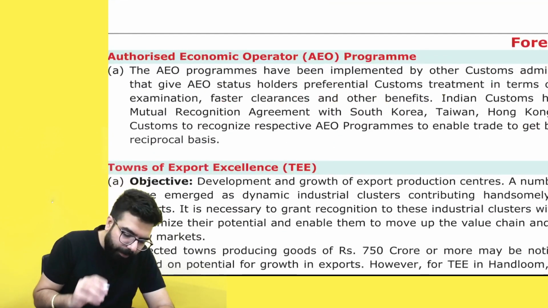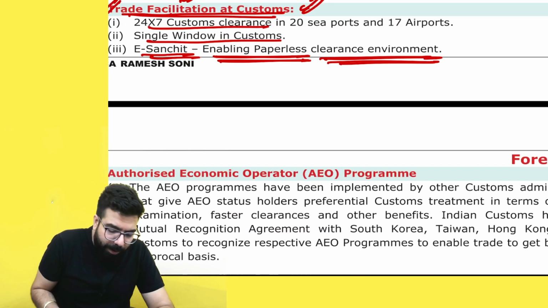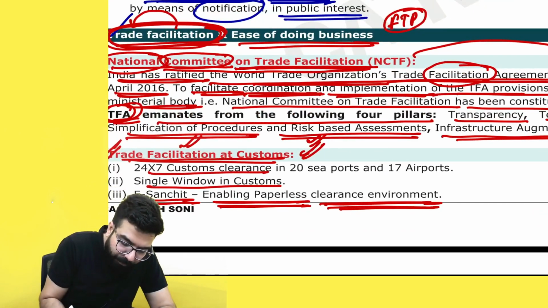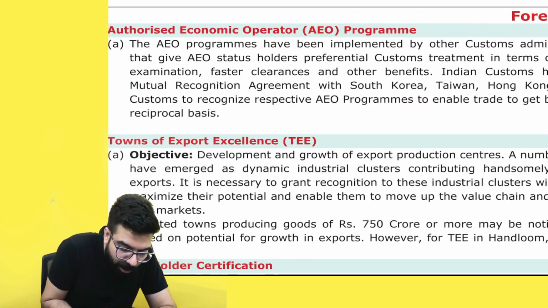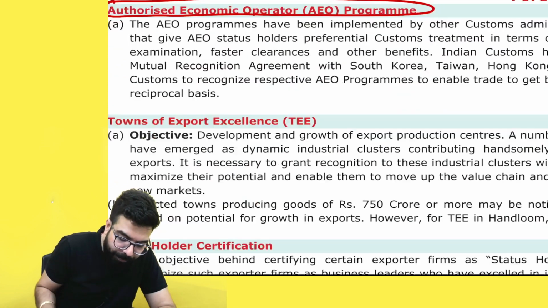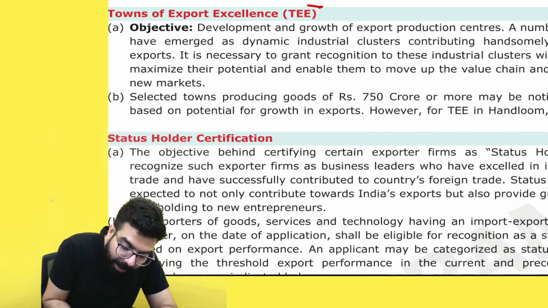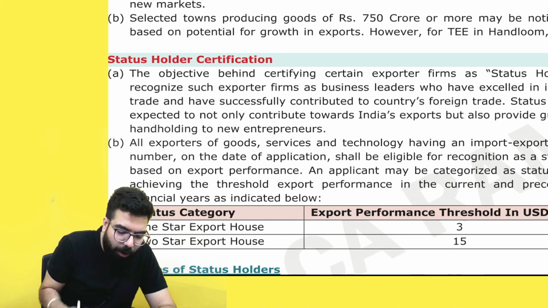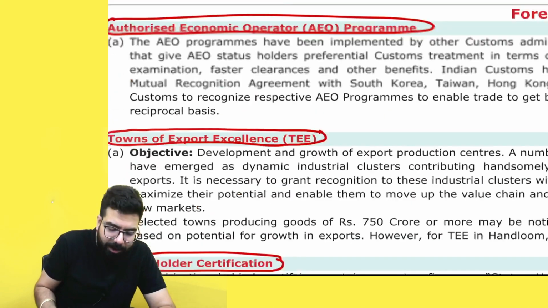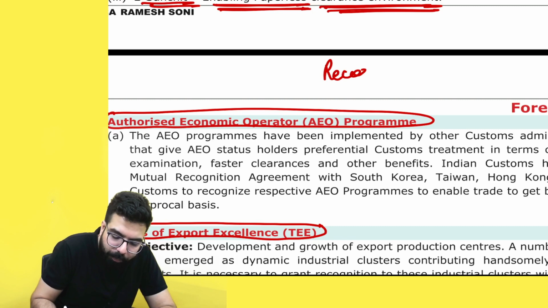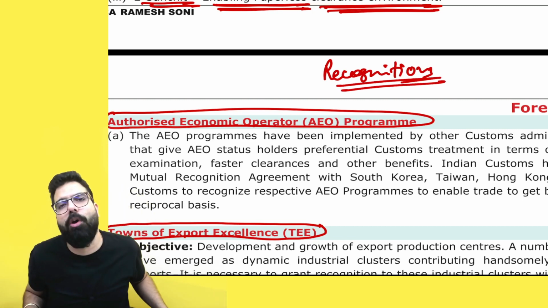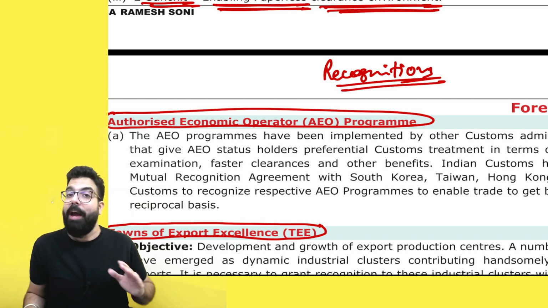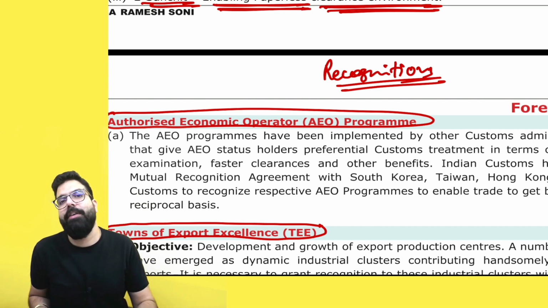Then now, when you are learning about trade facilitation, under trade facilitation you will see that India has launched the Authorized Economic Operator program also. India has launched the new one, Town of Export Excellence. Basically all these are recognitions, status holder recognitions. If they tell you what are the various recognitions provided under customs, number one, the Authorized Economic Operator program, AEO program, has been launched. And if you become an authorized economic operator, sir, what will be the benefit if I become an authorized economic operator?